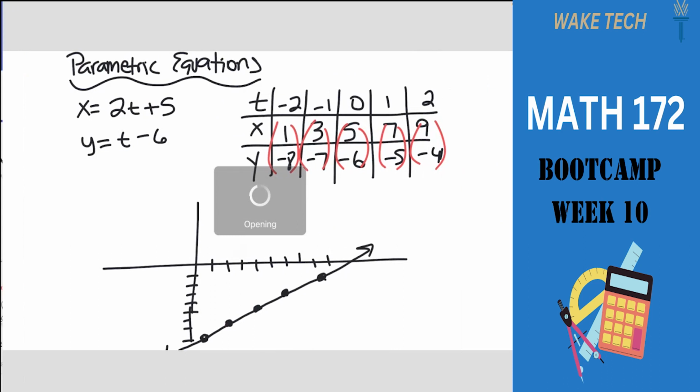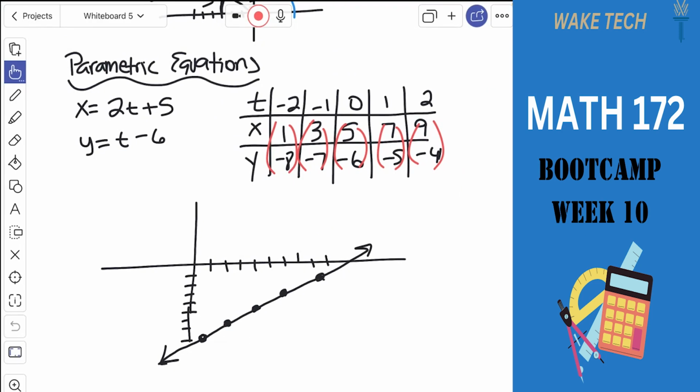Whoops, I didn't mean to do that. The question's about how we got the graph.